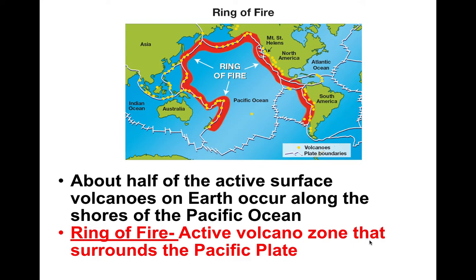Can't talk about volcanoes without talking about the Ring of Fire. Also a very famous Johnny Cash song, but in this case, it is the active volcano zone that surrounds the Pacific Plate. Most active volcanoes on Earth actually surround the Pacific tectonic plate. So half of the active surface volcanoes on Earth are in this area. So you can see why it gets that name, the Ring of Fire.